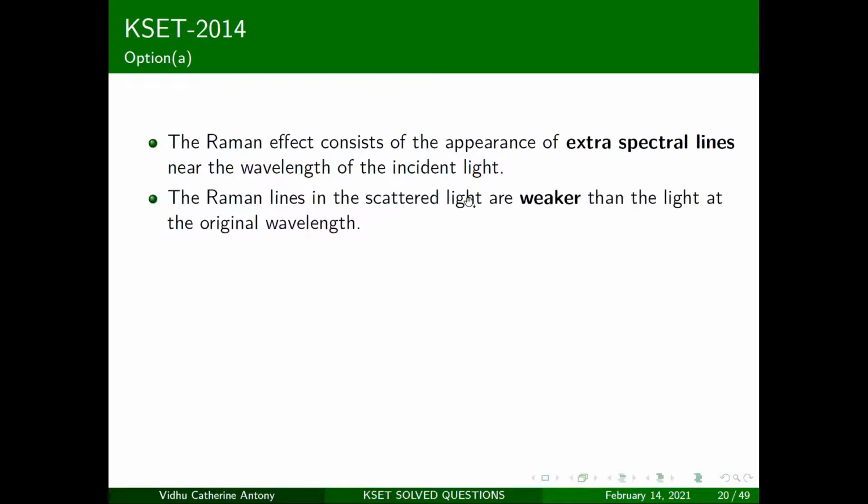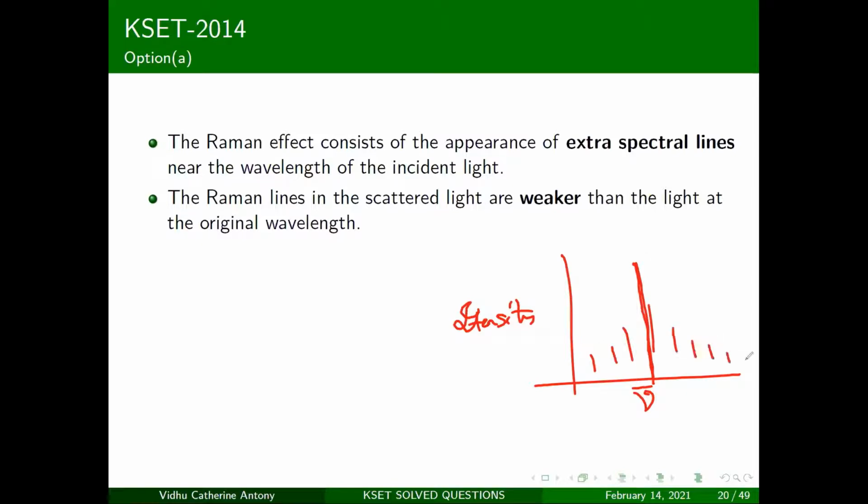So Raman lines in the scattered light are weaker than the light at the original wavelength. You actually do see this. If you look at the intensity versus wave number plot, this is intensity, and this is wave number. If you do look into that, you see a very, very thick, large line, and all the rest are very, very small. I don't know if you've done this in your BSc, but in my college, they had this experiment. It was kind of a repetition when we did it in MSc.